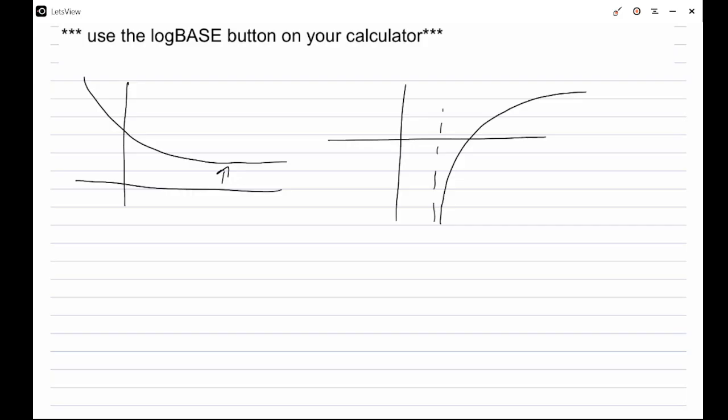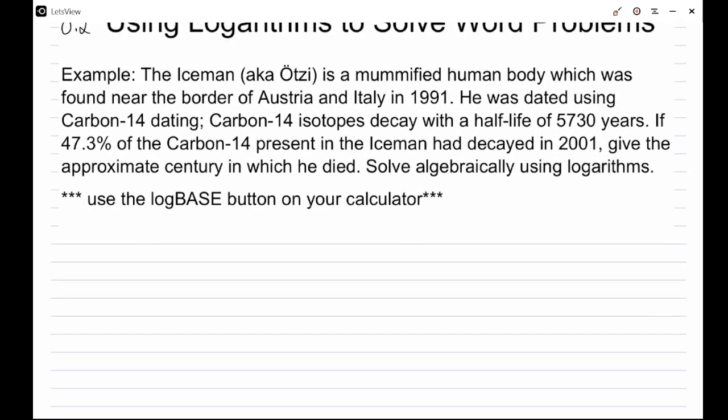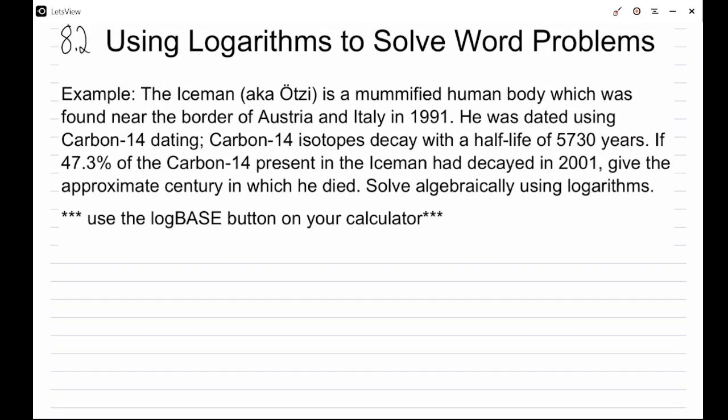Now, in terms of actual applications, we're not going to see this in most of the questions that we model, so we're not really going to pay too much attention to it, but it is good for us to understand that that's what's going to happen. What we're going to really focus on when we get into section 8.2 is how we use logarithms to solve word problems. And so we're going to go back and take another look at one of the questions that we've already taken a look at before.